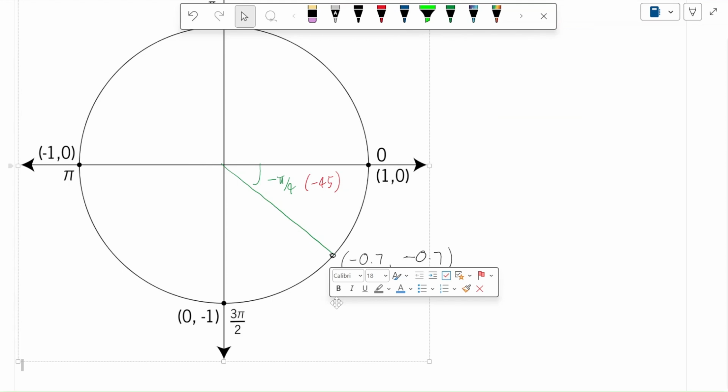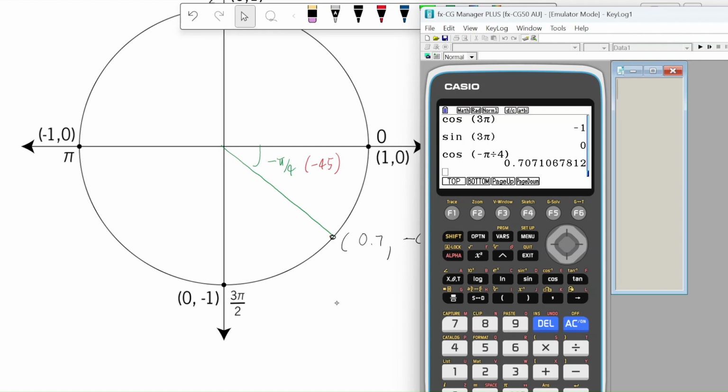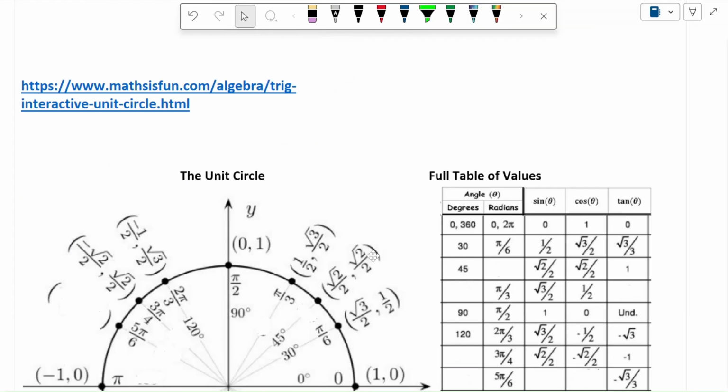Oh, now my apologies. The y value was absolutely negative because it was underneath the axis. That's a negative y value. The x value is still positive, so cos should have been positive there. But if I do sine of minus pi over 4, I'm expecting this value to be negative. And it is, so minus 0.7.